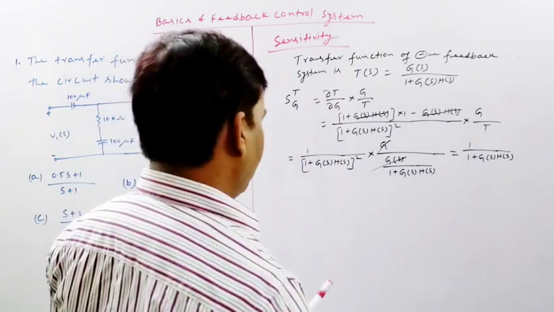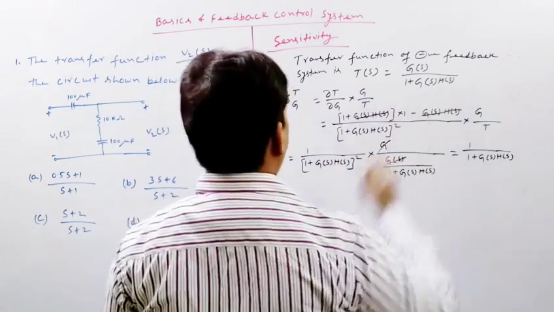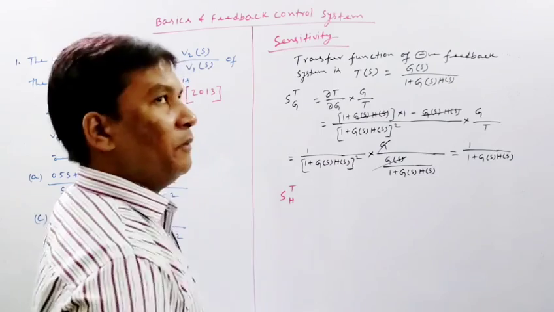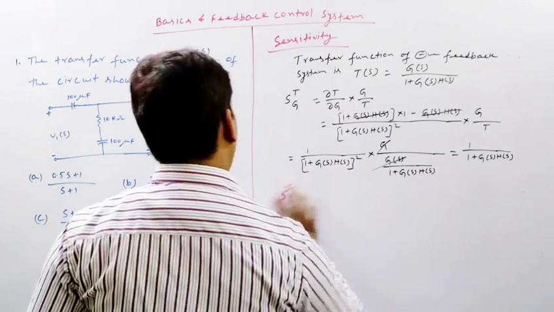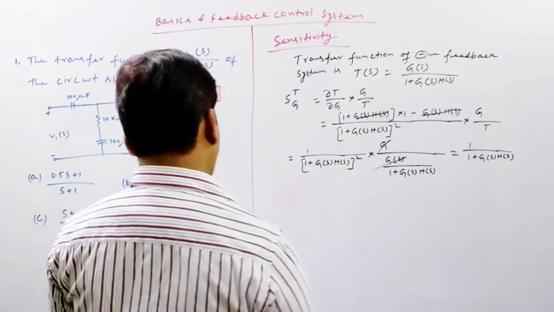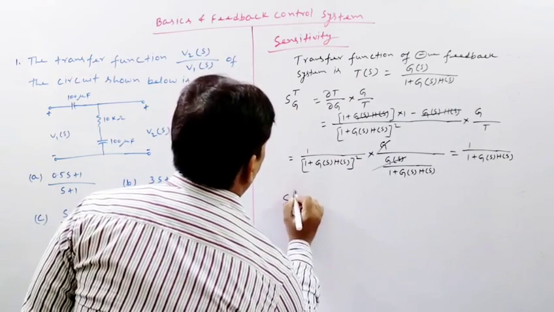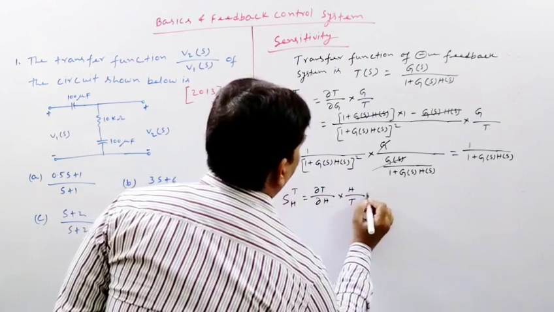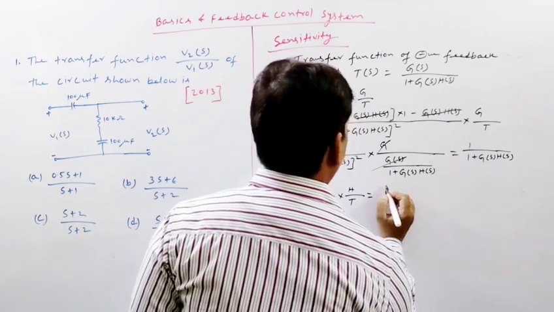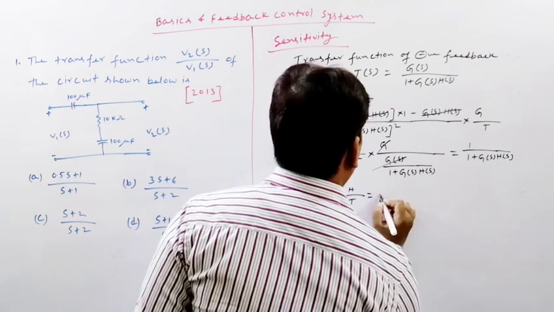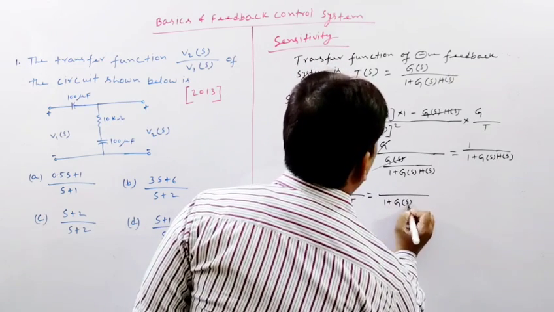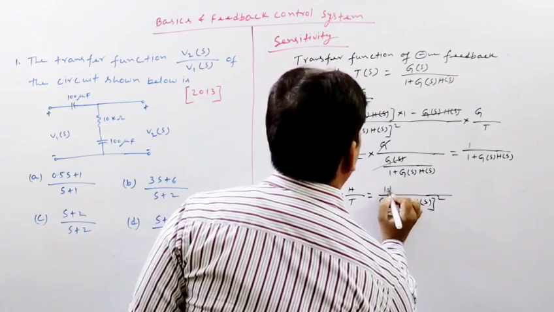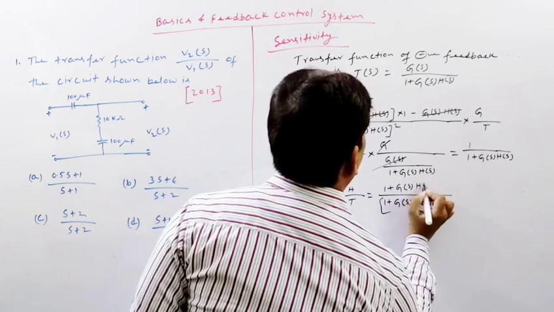Now let me calculate the sensitivity with respect to H. So sensitivity of T with respect to H will be ∂T/∂H multiplied by H/T. So it will be nothing but (1 + G(s)H(s)) whole square in the denominator, multiplied by 1 + G(s)H(s).